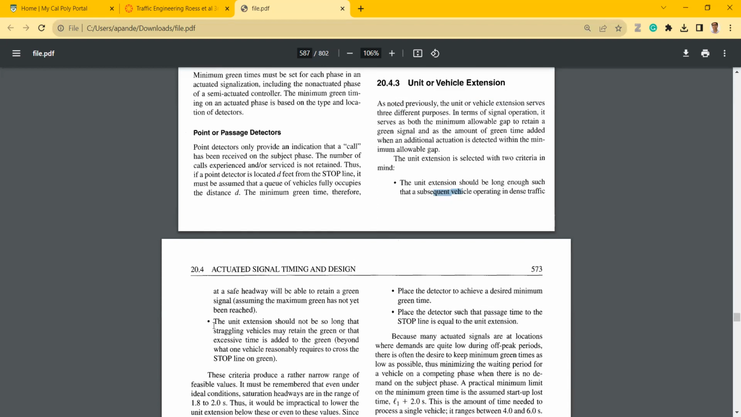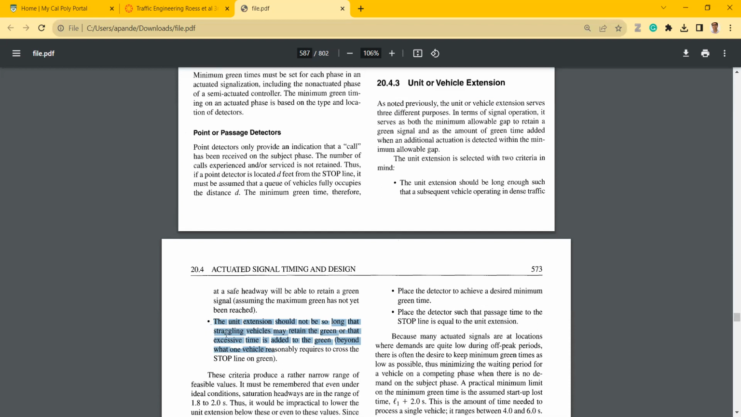And then the next thing is the unit extension should not be so long that straggling vehicles may retain the green, or that excessive green time is added beyond what vehicles reasonably require. So basically, we only want to accommodate one additional vehicle at one time. If another vehicle comes in, sure, we'll consider that. We'll add another green time. If another vehicle is right behind them, we'll add 2 extensions. That's fine. But we don't want one vehicle to add so much time that it's enough for passing 2, 3, 4, 5 vehicles. So that's the idea, we're trying to strike a balance.